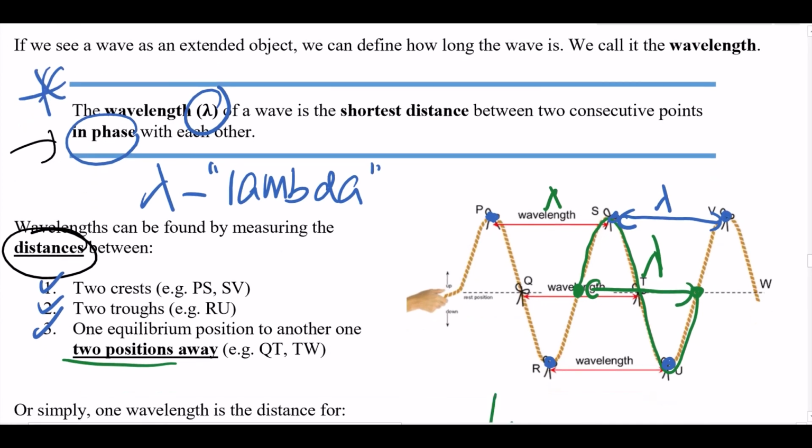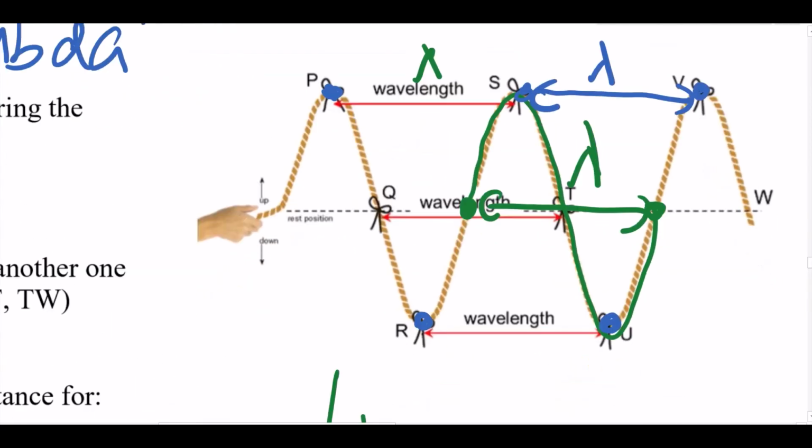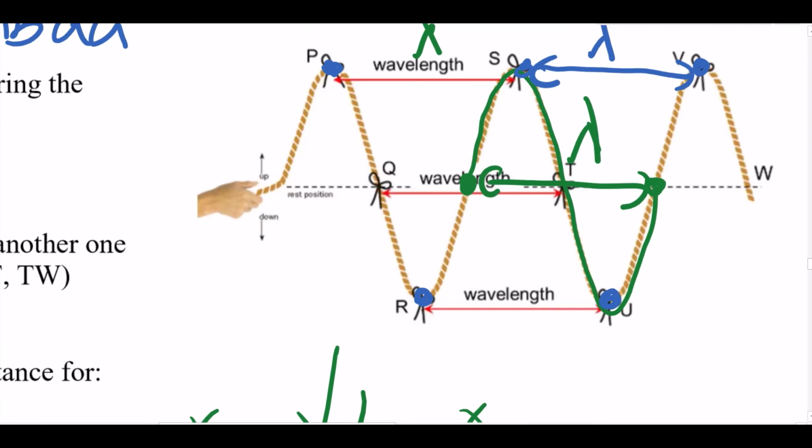More importantly, wavelength is the shortest distance between two consecutive points that are in phase. For example, between two crests is one wavelength, or between two troughs is one wavelength, or between two points at the equilibrium but two positions away. Remember I was saying to draw one full wave, and you'll be able to tell what the wavelength of the wave is.